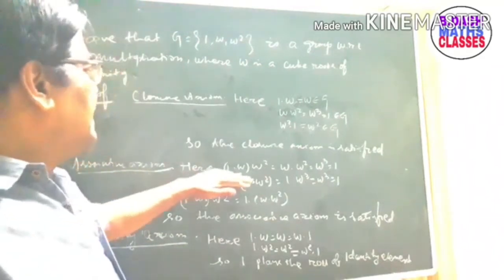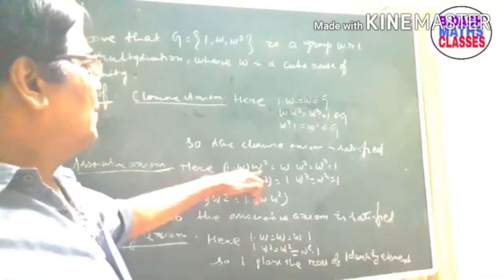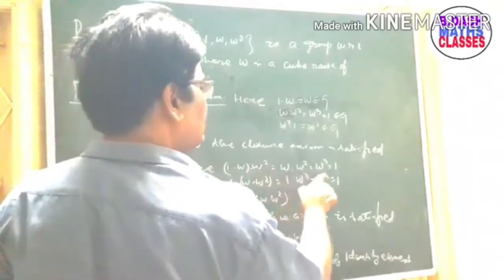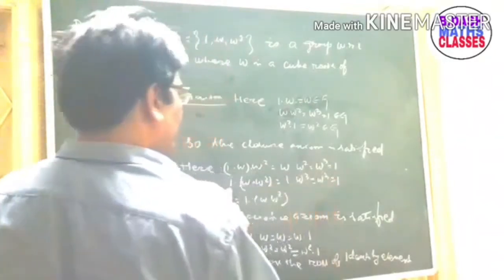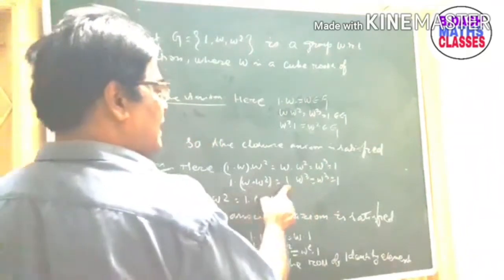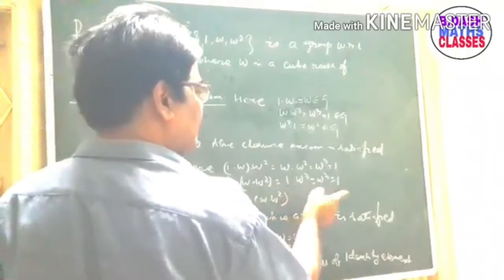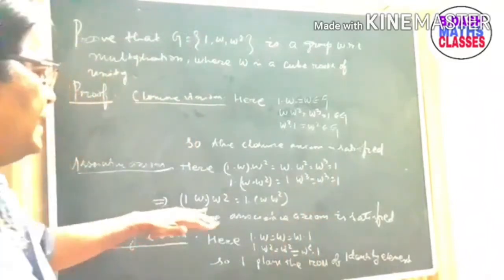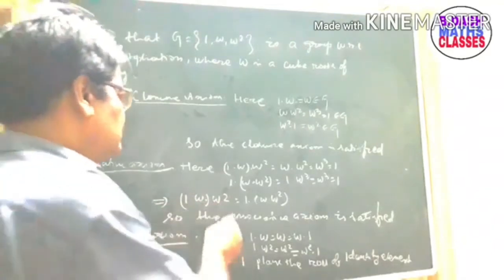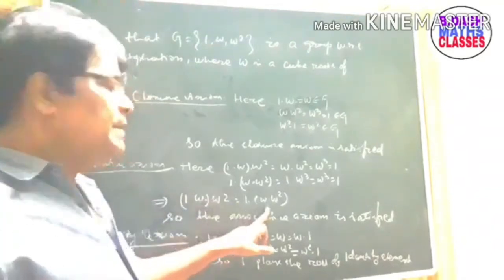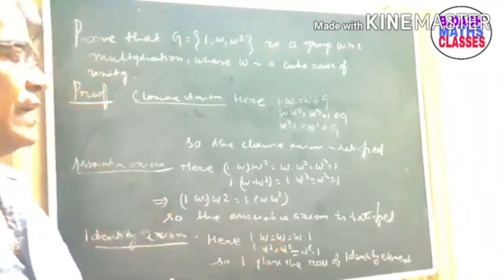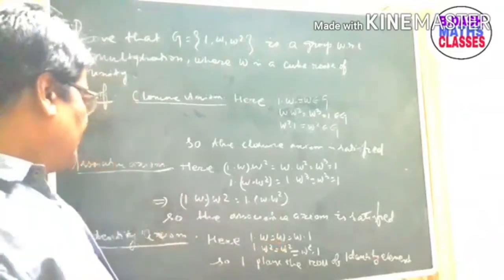Here (1 × ω) multiplied with ω², that is ω × ω², which is equal to ω³ = 1. Again 1 multiplied with (ω × ω²), that is 1 × ω³, which is equal to 1. It remains 1. (1 × ω) multiplied, then the result multiplied with ω², is equal to 1 multiplied with the result of ω with ω², the same. So the associative axiom is satisfied.